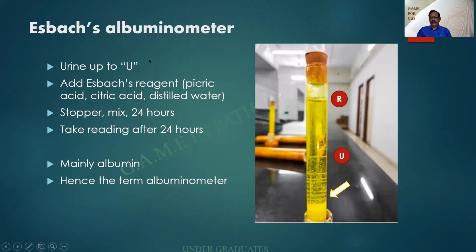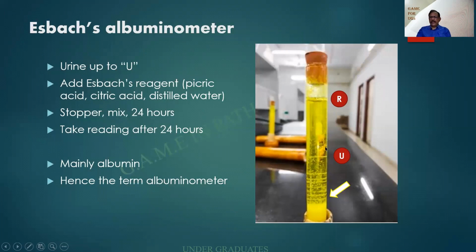S-Bax albuminometer. This is another one for 24-hour protein. This instrument is called the S-Bax albuminometer. Here it is graduated. There is a U mark and then there is an R mark. Up to the U mark, the urine is filled.